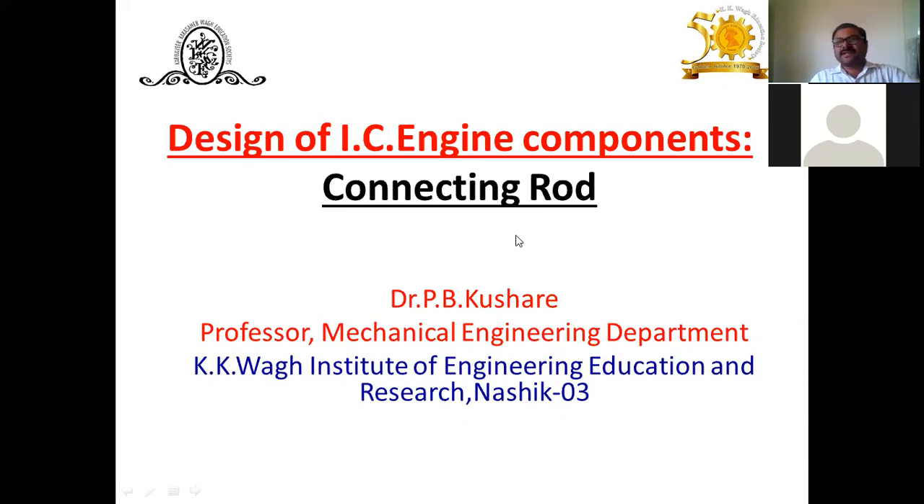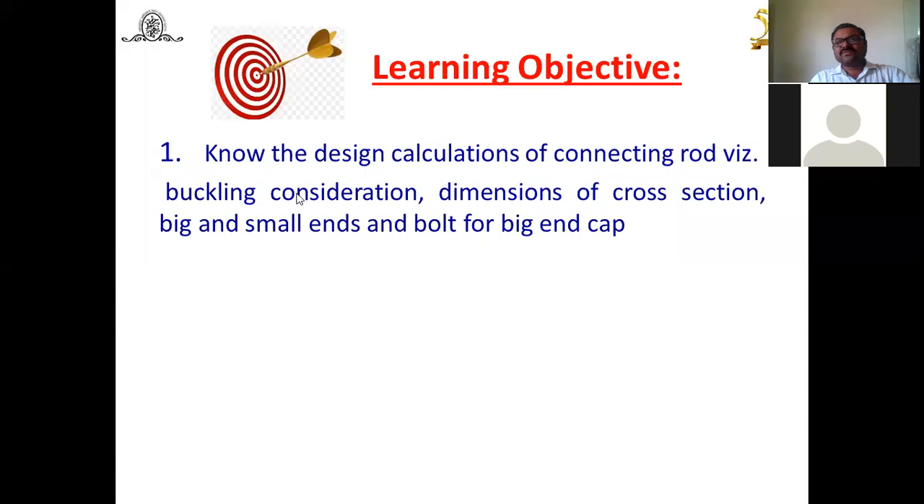Now, the learning objective of today's session: know the design calculation of connecting rod. It consists of different parts, that is, the small end and big end of the connecting rod. So what we have to do is design the connecting rod by buckling consideration, then find out the dimensions of the cross section of the connecting rod, then design the big and small end and the bolt for the big end cap.